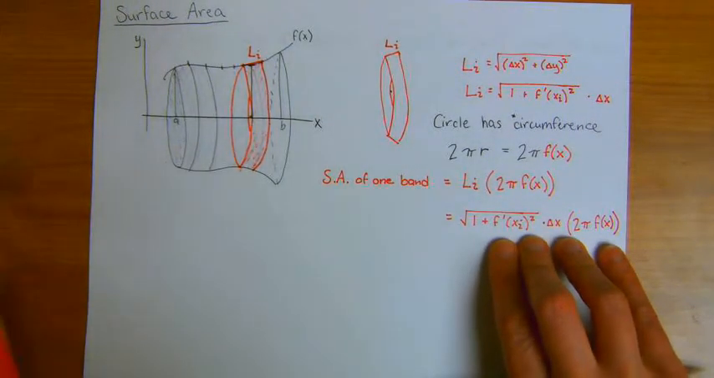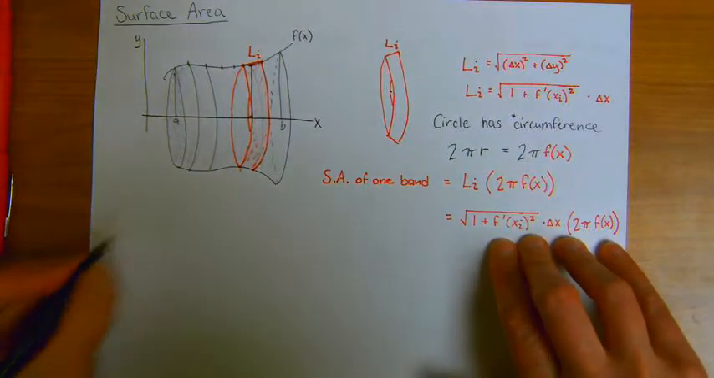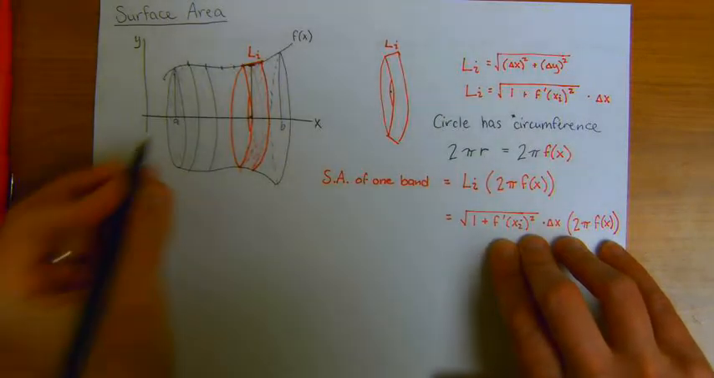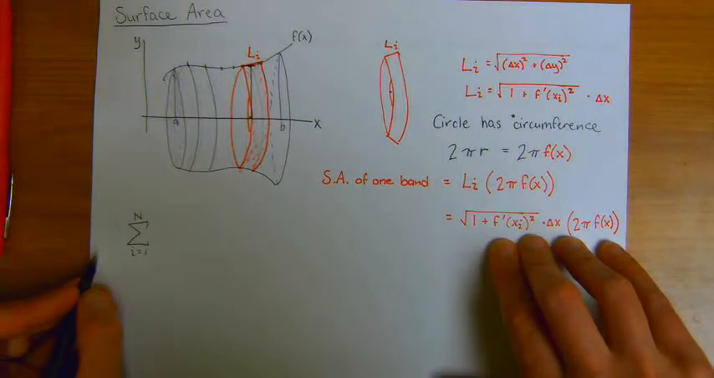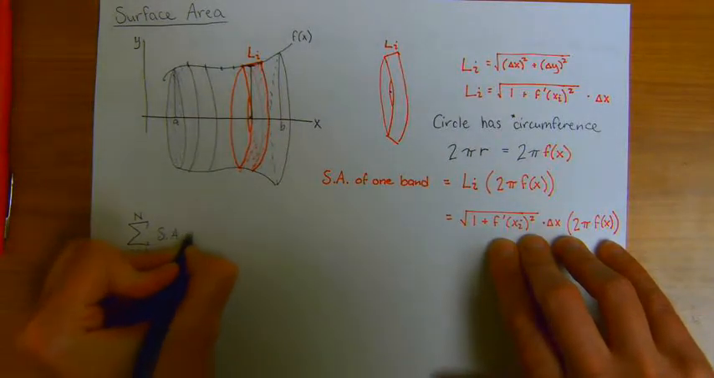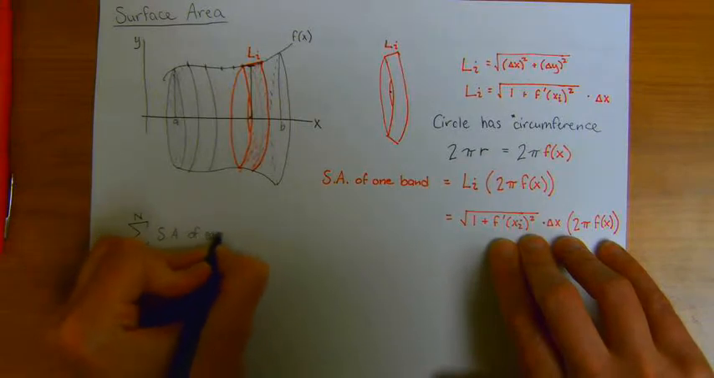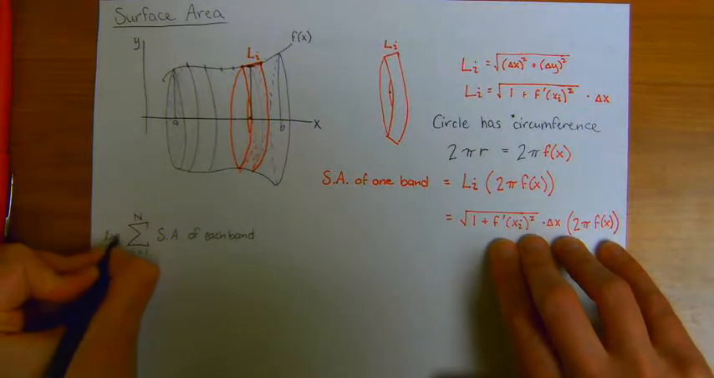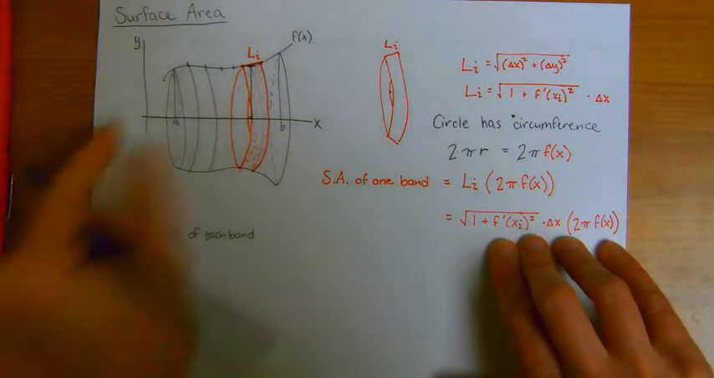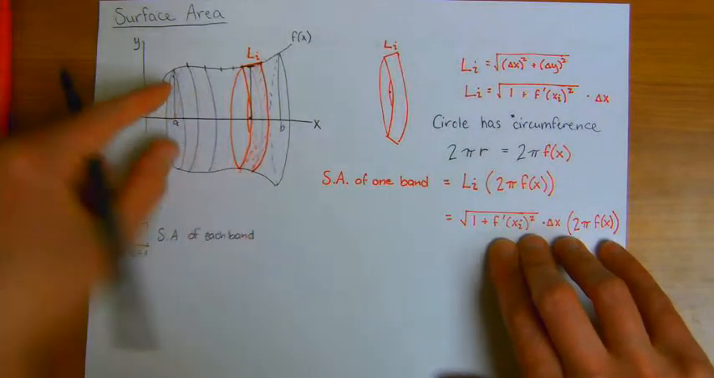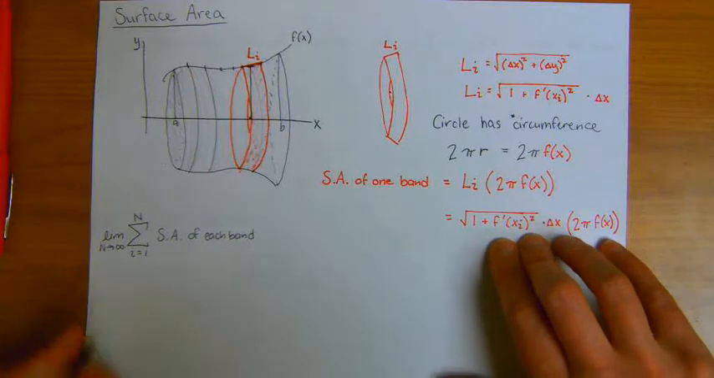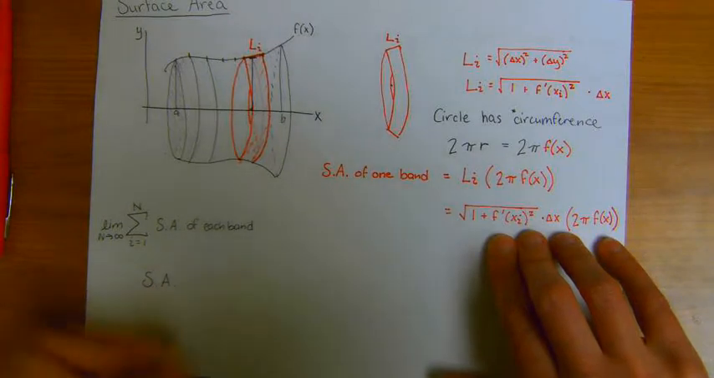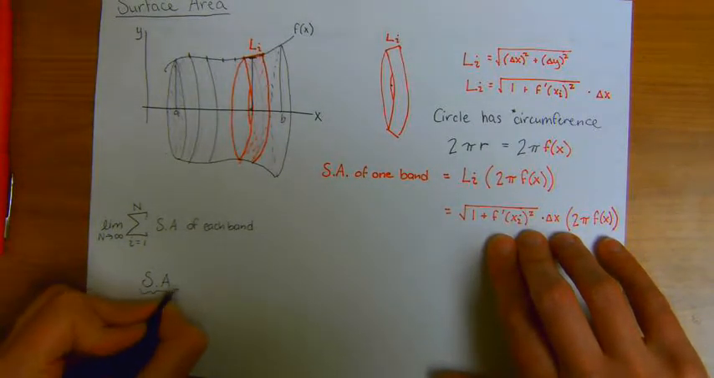But we don't want one band. We want all of the bands, so we add up the sum of every single band from i equals 1 to n, because we're assuming we've chopped this up into n pieces, of the surface area of each band. And then we take the limit as n approaches infinity, breaking these bands into skinnier and skinnier pieces, so our approximation gets closer and closer until it finally converges on the integral, which tells us that the surface area of this region of rotation is going to be given by this expression.